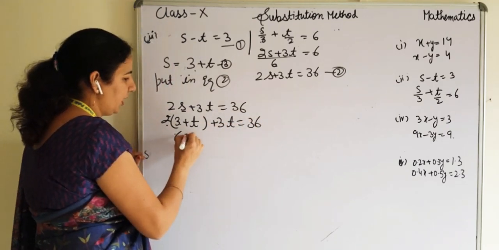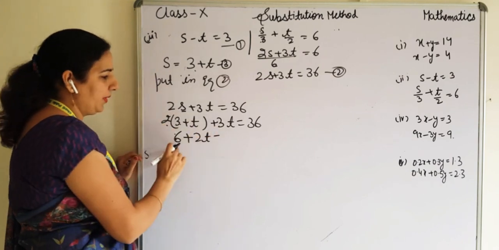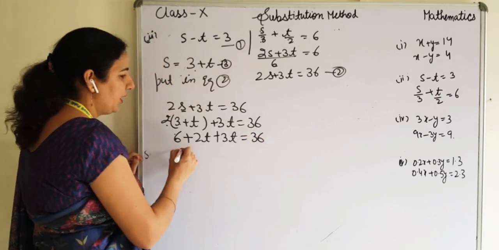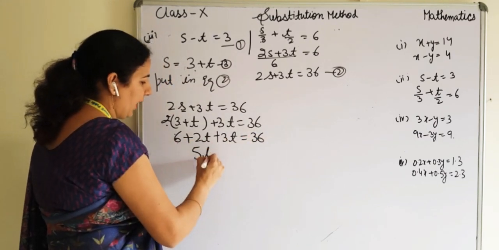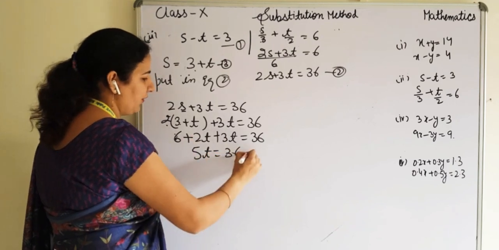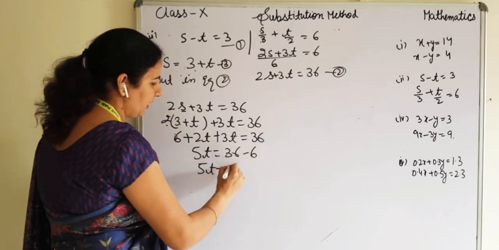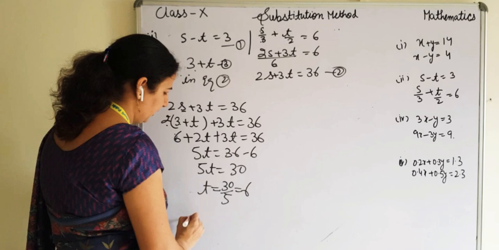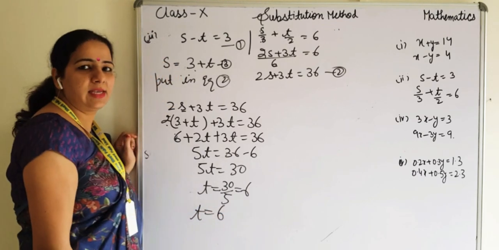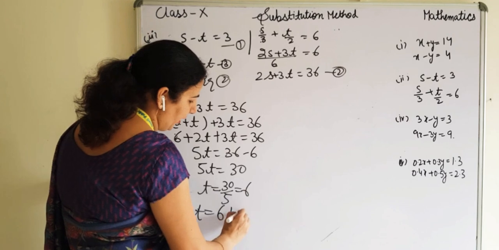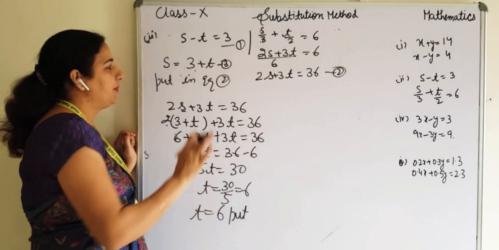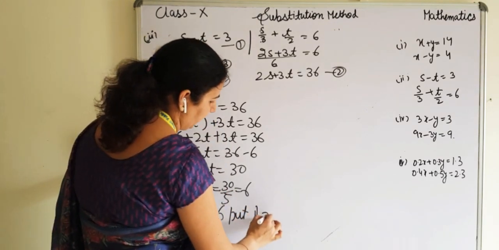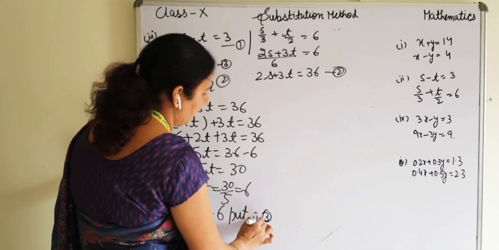2 into this is 6 plus 2t. I have just opened the bracket here. Plus 3t is equal to 36. Now 2t plus 3t is 5t. This 6 will be minus on the other side, so 5t is equal to 30. Therefore t is equal to 30 upon 5, that is 6. So the value of t is 6. Now put this value in equation number 1, 2 or 3, your wish. But 3 is more comfortable here, as we already calculated s. So put this value in equation number 3.